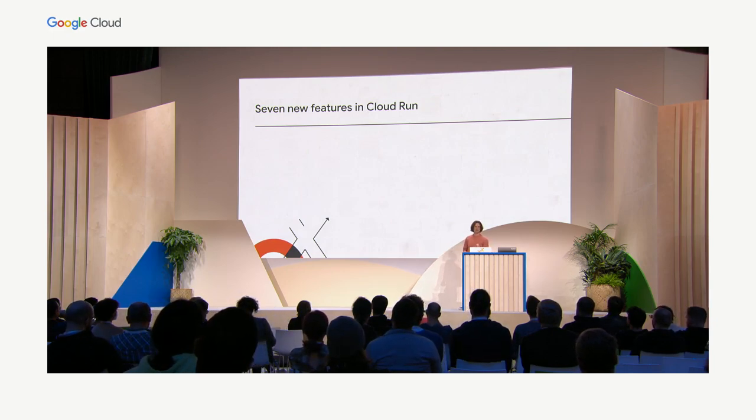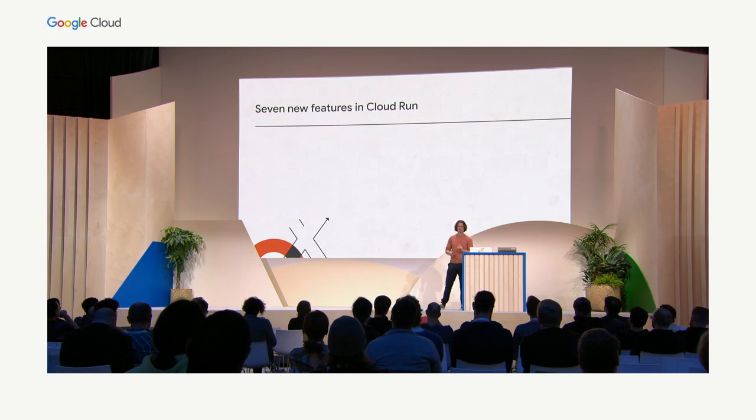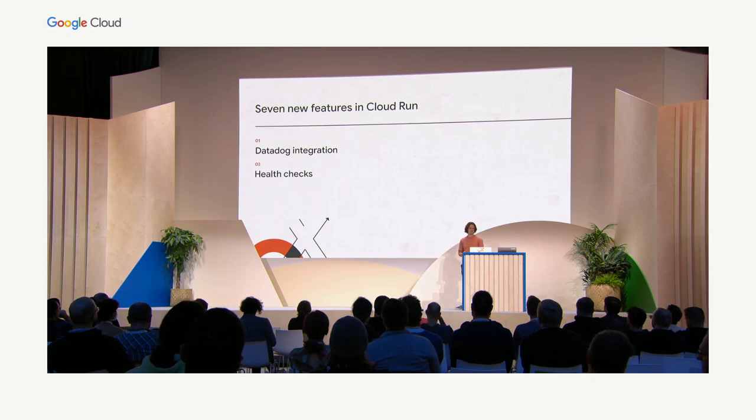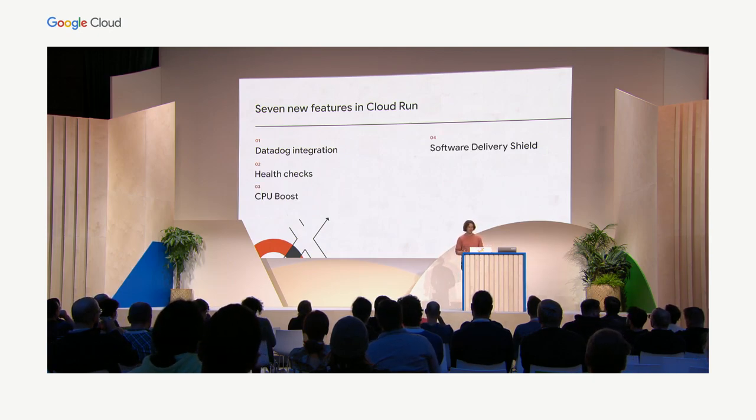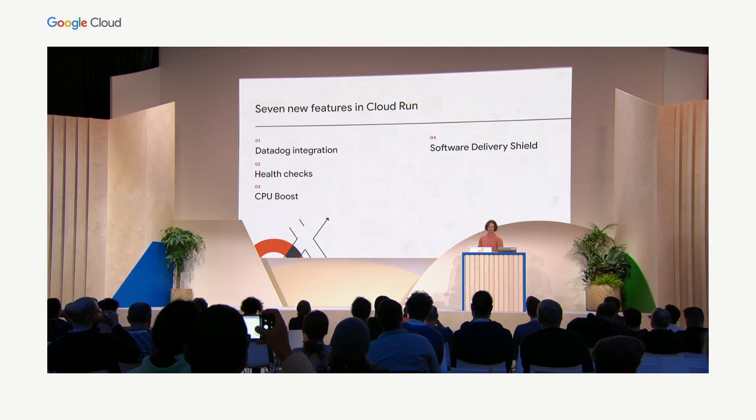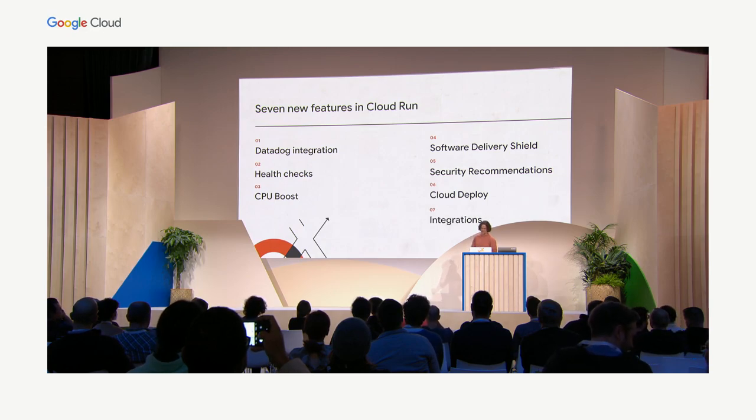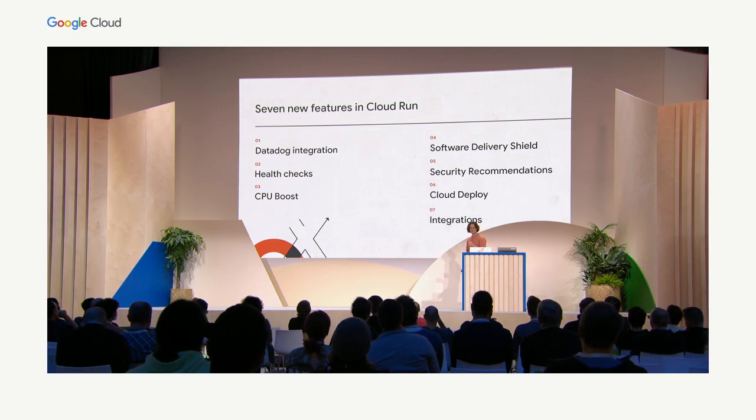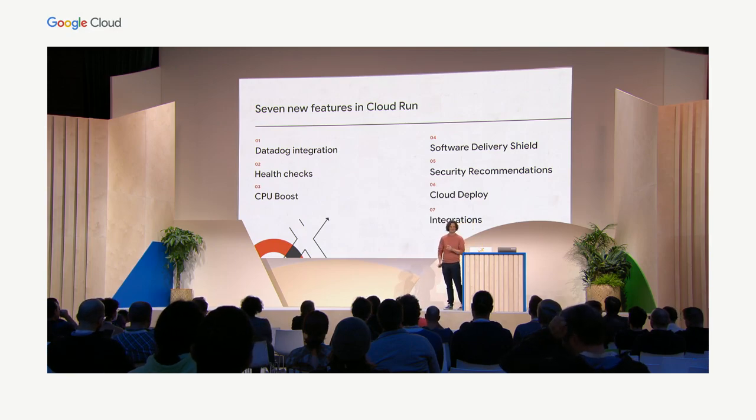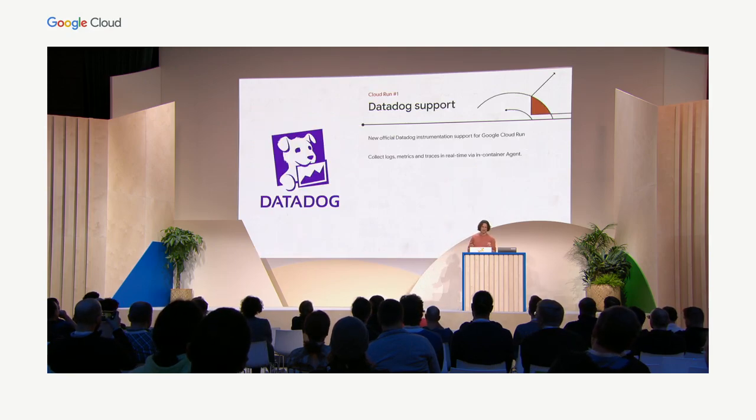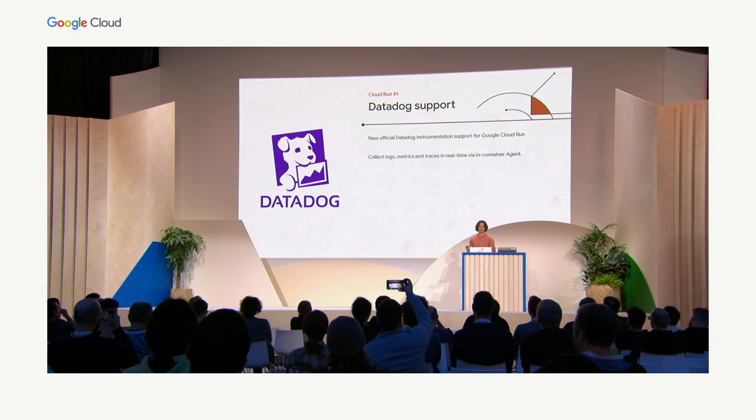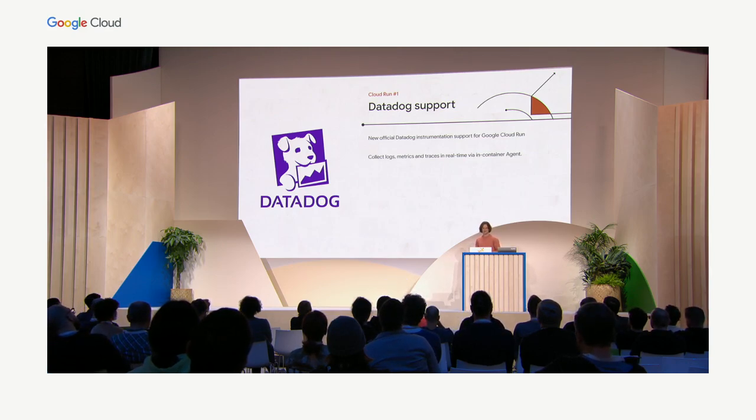So in the title of this talk, I promised you 7 new features in Cloud Run. And before I dive in, here's what I'll cover: Datadog integration, health checks, CPU boost, software delivery shield, you've been hearing a lot about that today, security recommendations, and Cloud Deploy and integrations. So I cheated a bit, because that last one, integrations, is actually 2 features. First, we're proud to announce a partnership with Datadog around observability. So you can use the official Datadog in-container agent to send logs, traces, and metrics to Datadog.